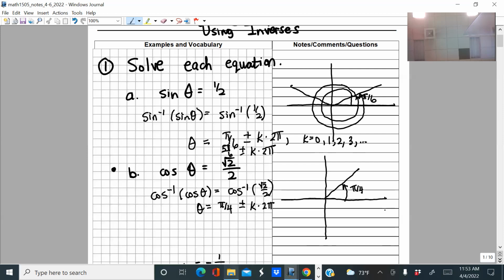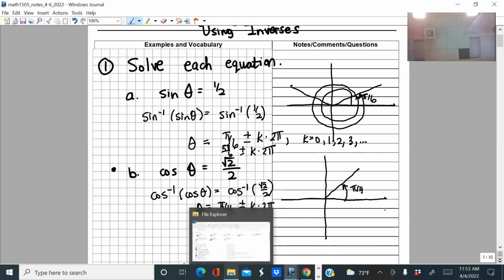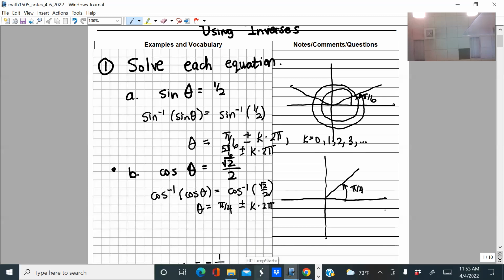So what's the second one? It's not 3 pi over 4, because unfortunately 3 pi over 4 is over here, and the cosine of 3 pi over 4 is negative, because cosine is negative in the second quadrant. This cosine is supposed to be positive square root of 2 over 2, so you can't be here. Over here, right? At 7 pi over 4.